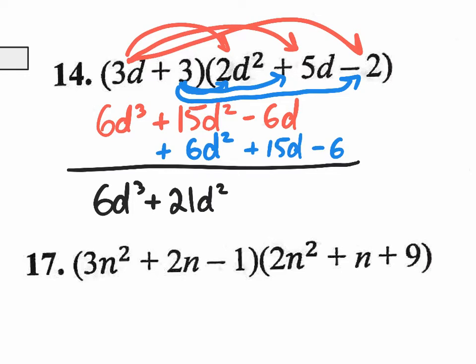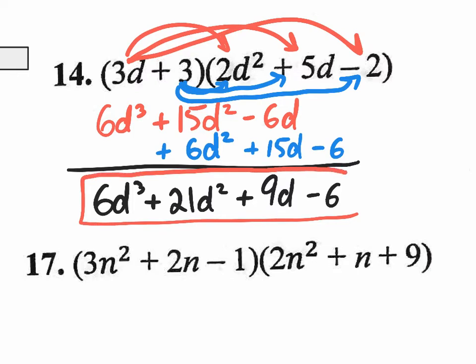And the next term, negative 6d, you owe somebody $6. You have $15. You're going to have $9 left over. And then the minus 6 comes down. There's nothing to combine it with. This is your answer. If I were to ask you to classify it, first and last name, based on degree and number of terms, what would it be?